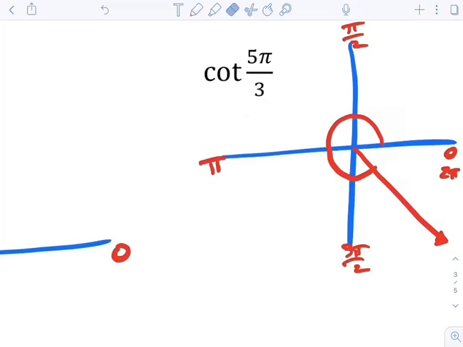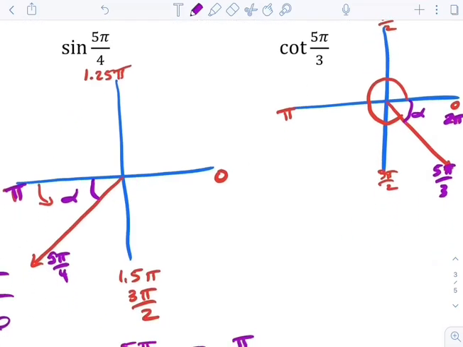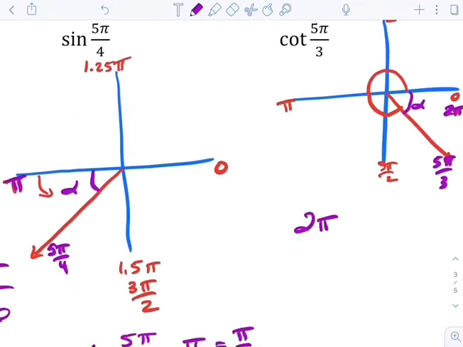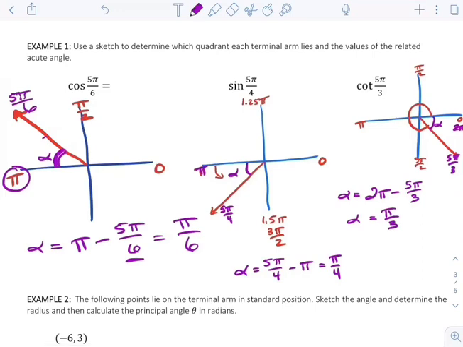So if it's in the fourth quadrant, we want to find out what the related acute angle is. Related acute angle, as we know, is always created with the x-axis right here. So I want to find out what's the difference between 2 pi and 5 pi over 3. So I'm going to subtract those. Alpha is equal to 2 pi minus 5 pi over 3. Alpha is equal to pi over 3. That's our related acute angle in this case. That's that alpha angle, pi over 3. So that's the first part, being able to determine what quadrant we lie in and also what the related acute angle is for each ratio that we have.